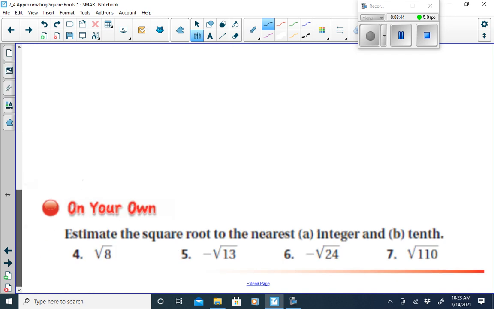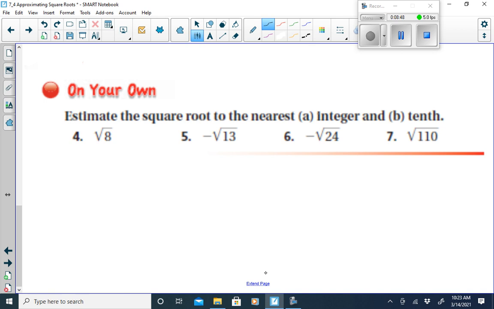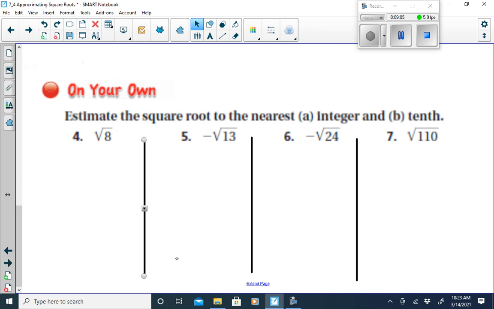Alright, let's take a look at some examples down here. Alright, extend the page a bit. And let's create some space. Alright, I just want to create a little space here, so we have some room to do the problems. Okay, so let's start with the square root of 8. We want to approximate the square root of 8.